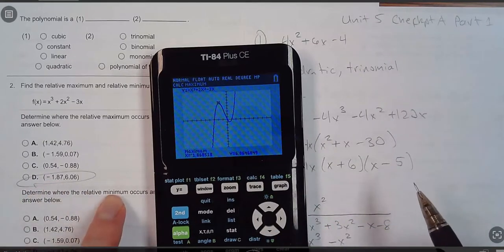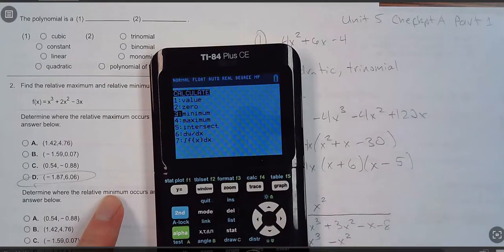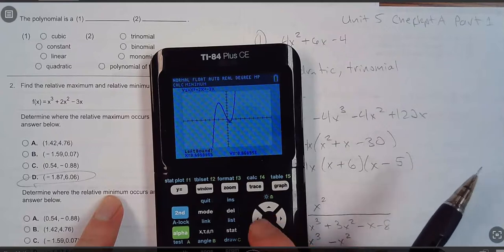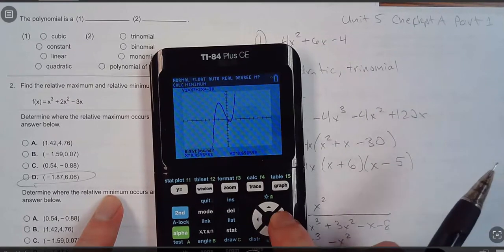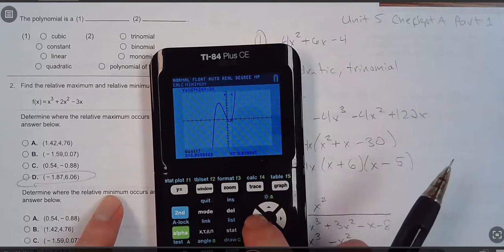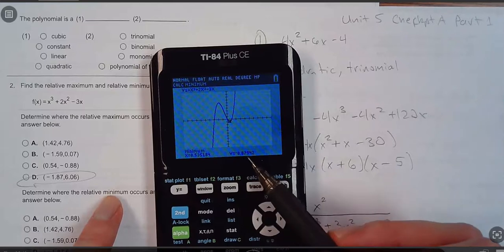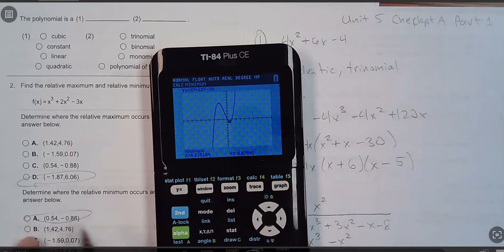Then it says, where's the relative minimum? So do the same thing, go second calc, this time choose minimum. That bottom point is the minimum. I'm going to go a little bit to the left of it, hit enter, go a little bit to the right of it, hit enter, and then for a guess, get somewhere close to it. It says the relative minimum is negative 0.879 when x is 0.535. And that looks like this guy right here. So that's your A.